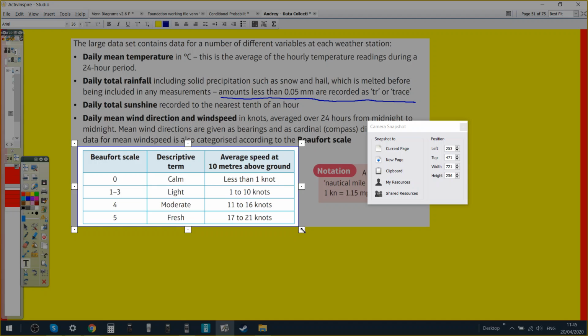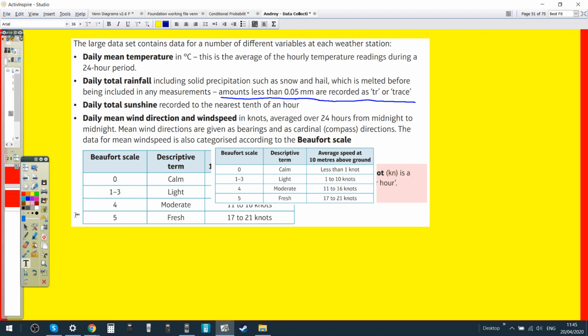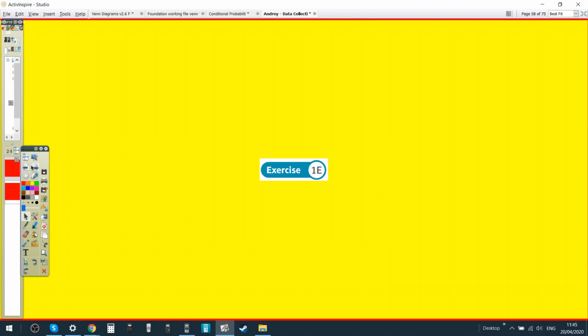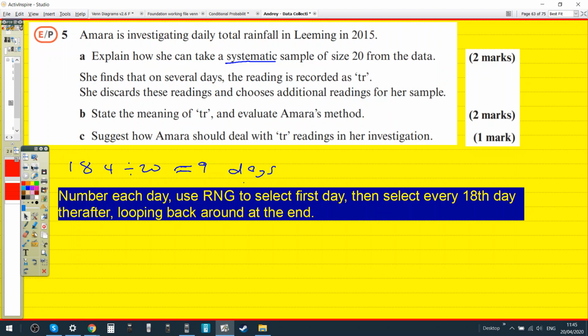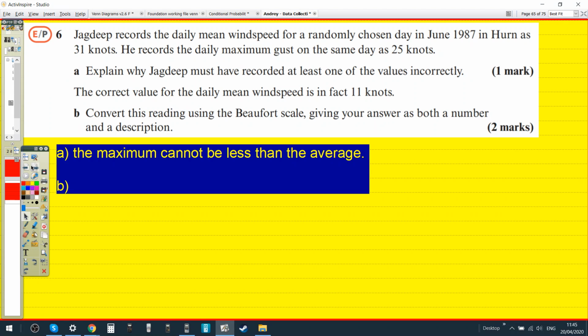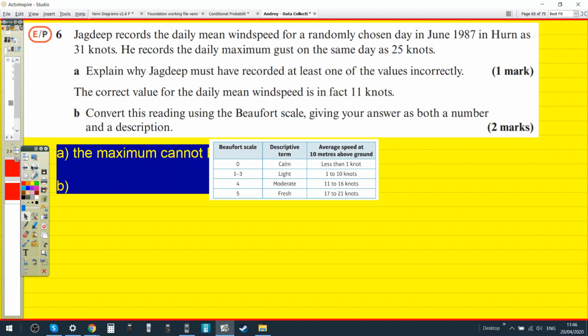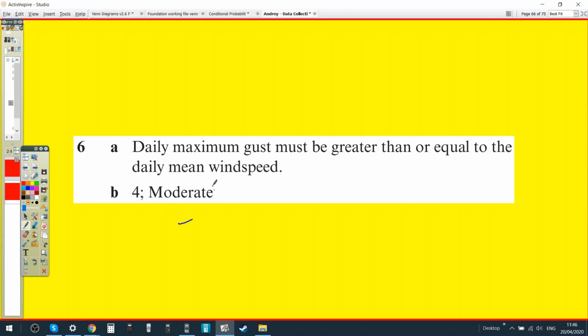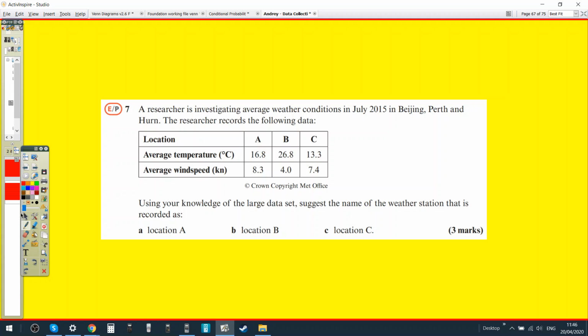Okay, so when I do my sailing, this is what they tell us. And they don't bother with numbers like that. They just say 4 or 5. If it's 5, you're not allowed to go out. And so we are saying this is 4. Let's take a look. 4, moderate. Okay, daily maximum gust must be greater than or equal to the daily mean wind speed. I think you did great there. Let's see this one.